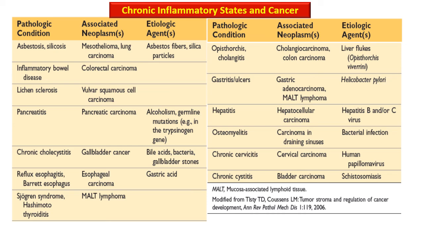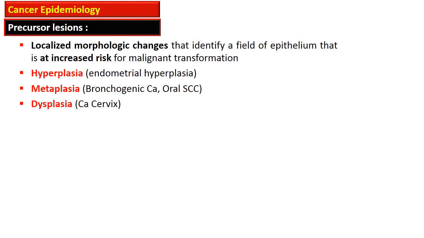Chronic cervicitis is associated with human papilloma virus or HPV, and it has been implicated in cervical carcinomas. Schistosomiasis has been associated with chronic cystitis, and the associated neoplasm is bladder carcinoma. The precursor lesion can be defined as localized morphological changes that identify a field of epithelium that is at increased risk for malignant transformation.